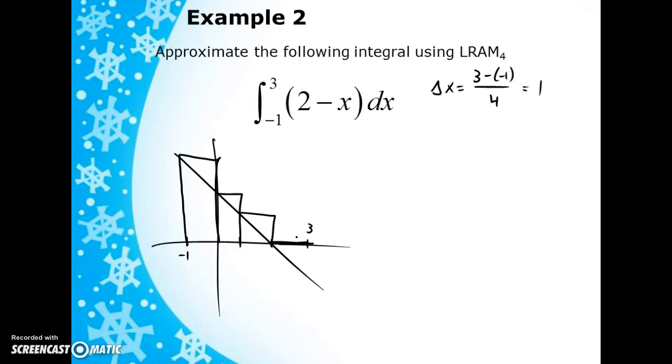All right, so this first one looks like it's going to have a height of 3. This next one's going to have a height of 2. This third one's going to have a height of 1. The last one has a height of 0. Remember, a good double check is that I have 4 things here, and I have LRAM sub 4. So that's a good sign that I'm doing it right. And we find out that our approximation is 6.